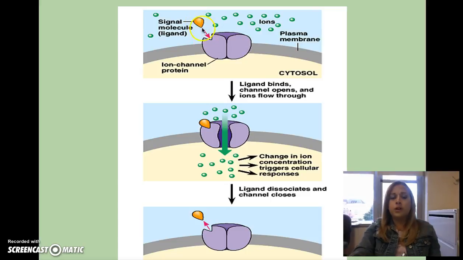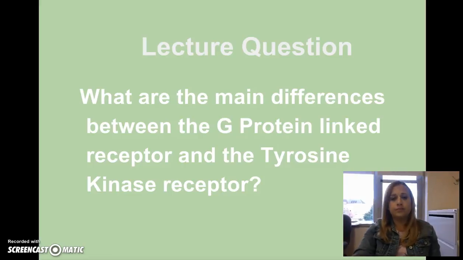That signal molecule is going to attach to that ion channel protein. When that happens, the ion channel will open up, and now you can see we've got some of these ions moving from the extracellular fluid into the cell, so now we have a change in the ion concentration, and it's that change in ion concentration that triggers a cellular response. Then when this whole thing is over, the signal molecule will detach and leave, and the ion channel closes back up again.